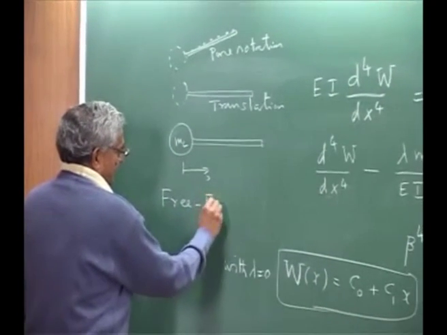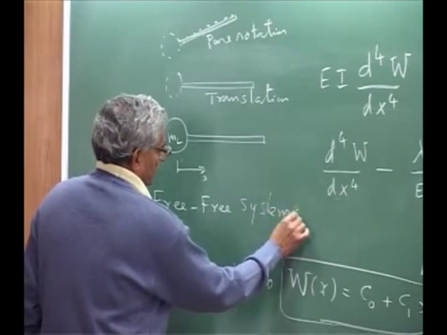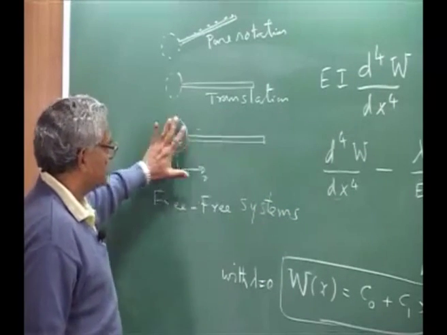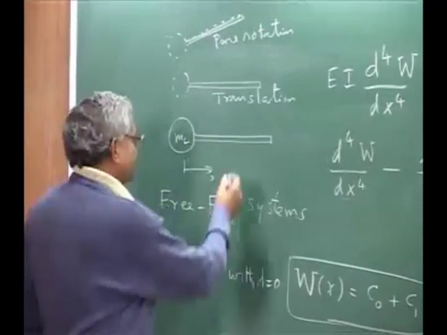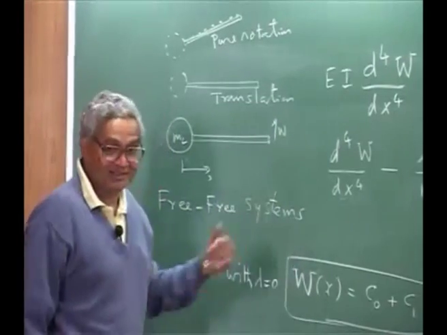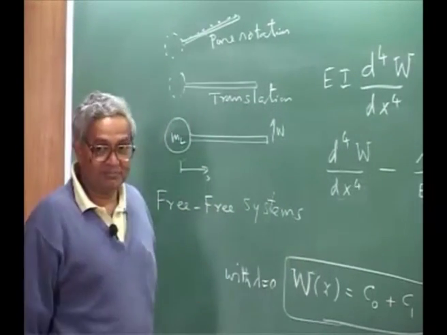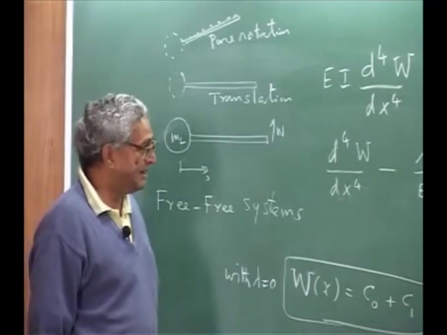This will come only in a free system, because we have not restricted this system anywhere. It is free to go up and down. Along with this, we have W also. This is the W which we said. All the points move the same, and there is a rotation.